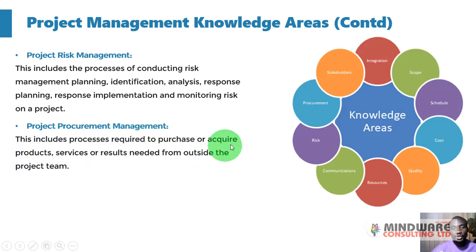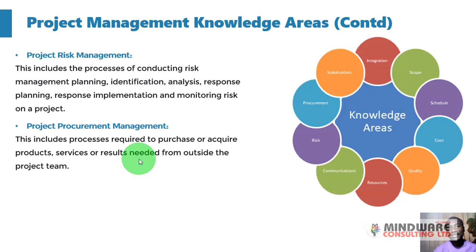This includes processes required to purchase or acquire products, services, or results needed from outside the project team. So we've mentioned the resources that you require, whether human resources, material resources, or information resources for your project. So how are you going to bring them in? You don't have them within the project team or the project organization. So for example, you need machines to get your job done, and you don't have that machine within the project organization. So you either have to purchase the machine or you rent the machine. That's where procurement management comes in.